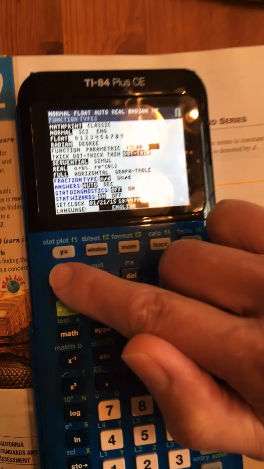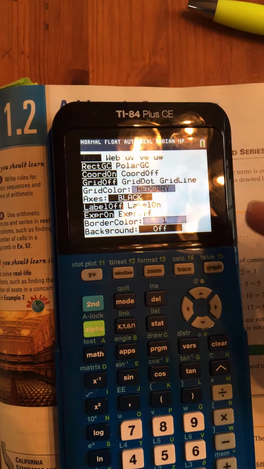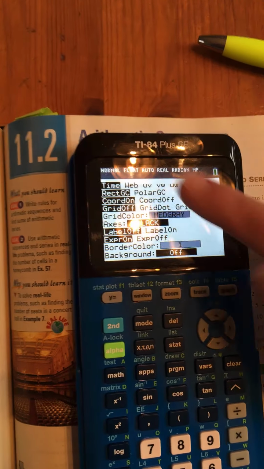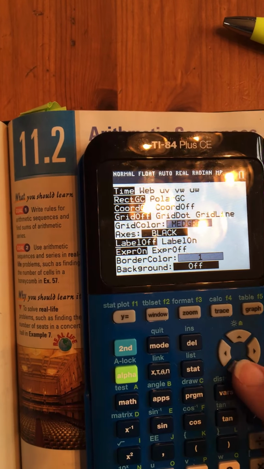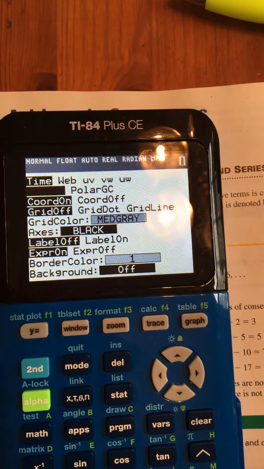We're set with that. Now I'm going to go to format, which is second zoom. And now I'm on format, and I can choose time. And time is there, so I'm going to hit enter. I think it's dark now. Yeah, it is. All right, good with that.